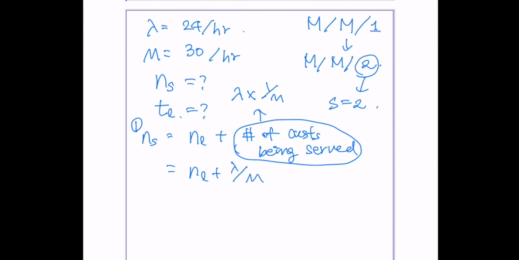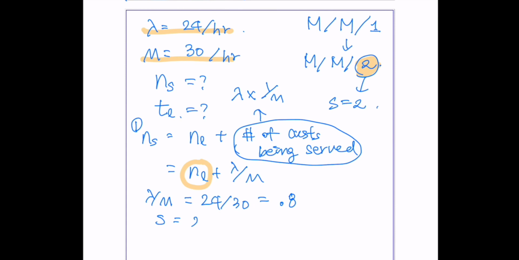We know lambda and mu already here, but we don't know NL. So since this is an MM2 model, we cannot use the MM1 table, but we have to use a special table. So let's try to use the table. To use the table, there are two parameters we use. The first one is lambda over mu. Lambda is 24 over 30, so the ratio is 0.8. Okay. Now, what is S?